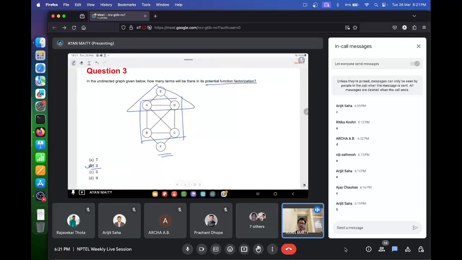A, D, E. In A, D, E, all the nodes are connected to each other. A is connected to E and D, D is connected to A and E, E is also connected to A and D. This is the second factor, and this is the third factor, B, C, F. In B, C, F, all the nodes are connected to every other node. So these are the three maximal cliques, and these are the three terms that we can find in the potential function factorization: ABCD, ADE, BCF.